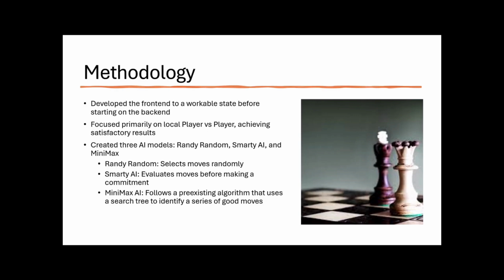Our third and final model is the Minimax AI. We looked up pseudocode of a pre-existing Minimax algorithm and applied our code to it, adding our own decision-making logic and things like that. It follows the search tree, and it is by far the best of our models. Towards the end, we decided to scrap the tutorial as a whole and develop online player versus player instead.